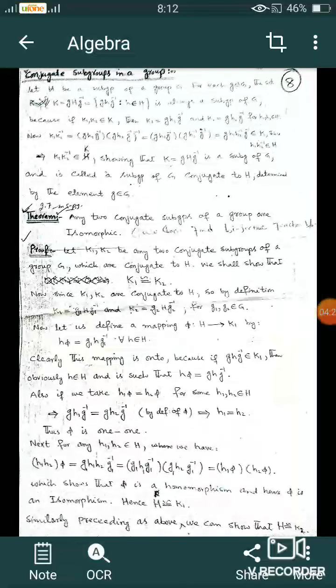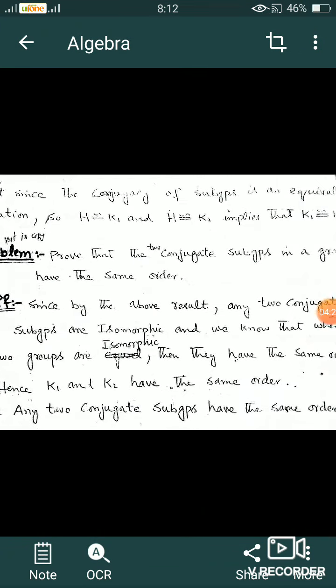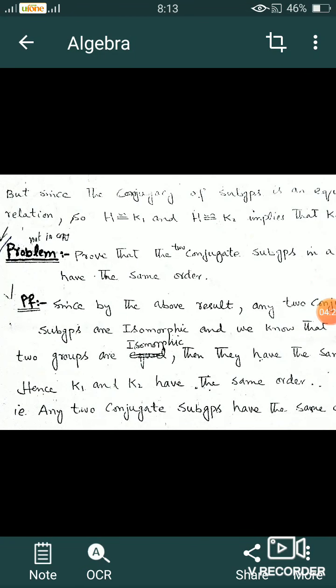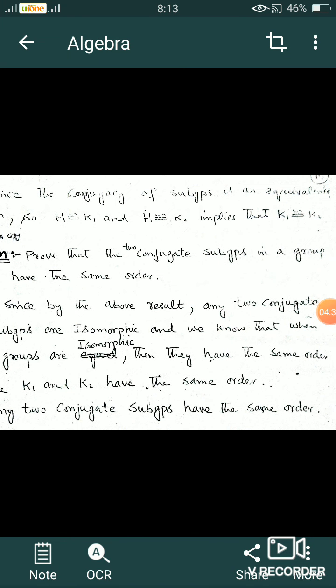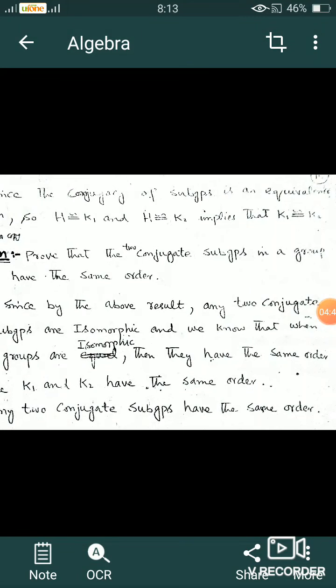Now, but since conjugacy of subgroups is an equivalence relation, H isomorphic to K1 and H isomorphic to K2 implies that K1 is isomorphic to K2. So we have proved that any two conjugate subgroups are isomorphic.